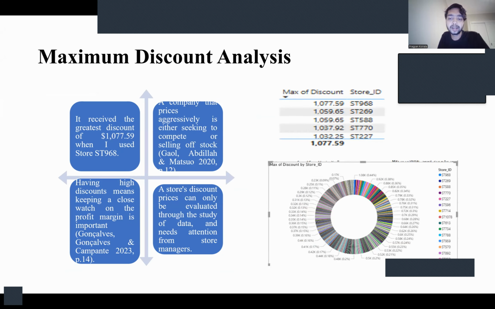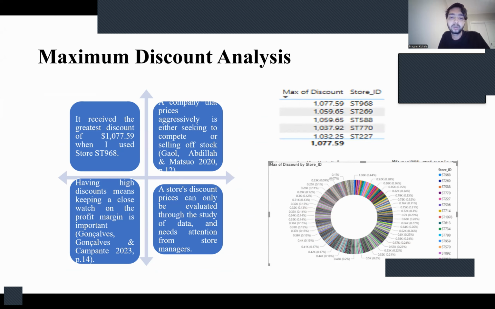Maximum discount analysis. One of the surprising findings was that at store ST968, the maximum discount given was $1077.59. It was the maximum discount that was recorded in the data.